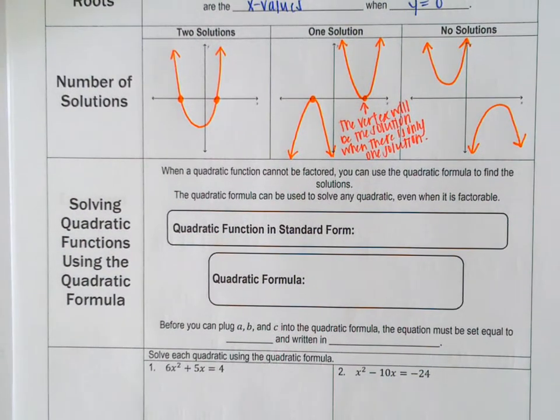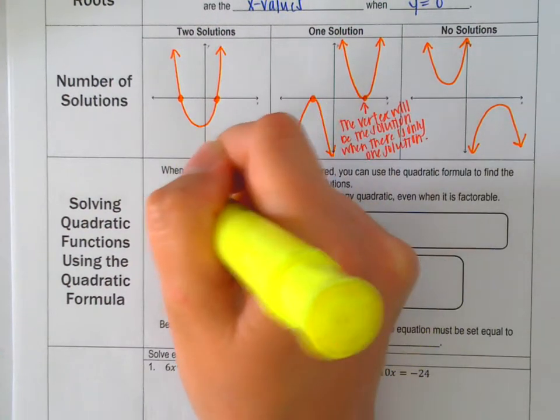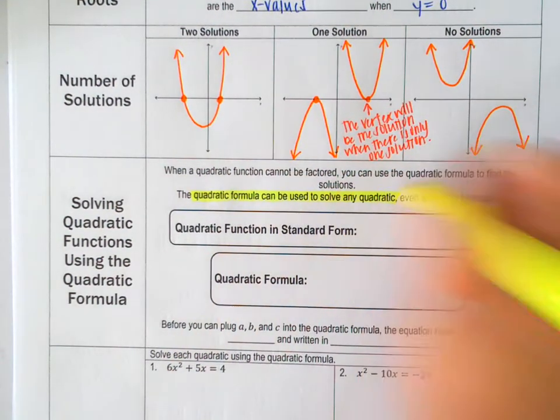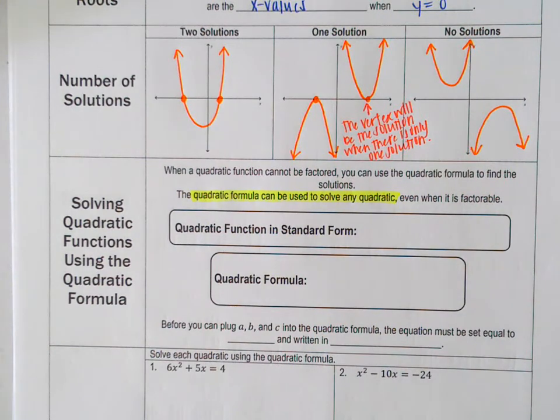Okay, so solving quadratic functions using the quadratic formula. When a quadratic function cannot be factored, you can use the quadratic formula to find the solutions. What's super important is that the quadratic formula can be used to solve any quadratic, even when it's not factorable. I prefer factoring. However, if you just want to know one method and that's it, you can solve any quadratic, including the quadratics that we solved in the prior video, the one that we did last week. If it could be factored, if it could be solved using square roots, we can always use the quadratic formula.